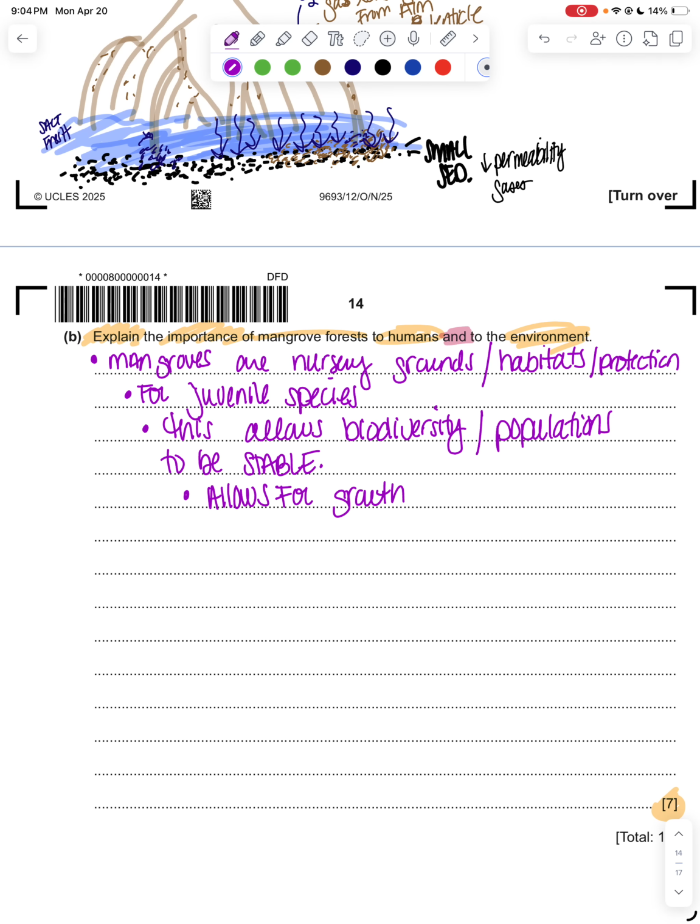It allows for the growth of human food sources. So when we talk about juvenile fish, we're talking about our future food. Allows for growth of our food sources and employment or income for fishing industries.